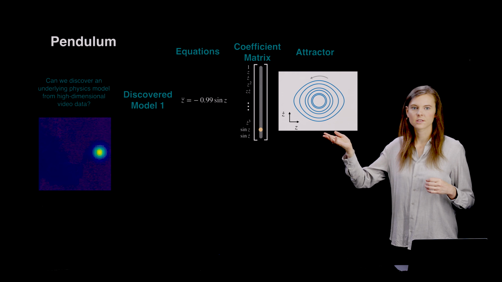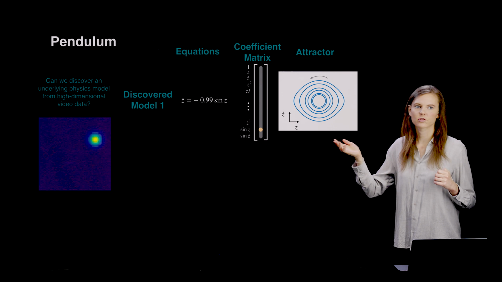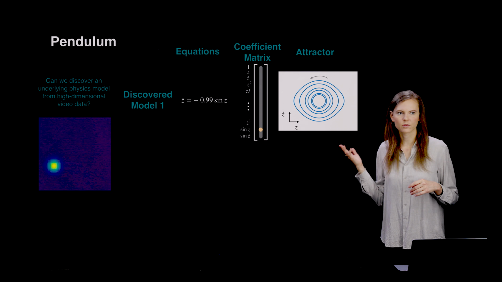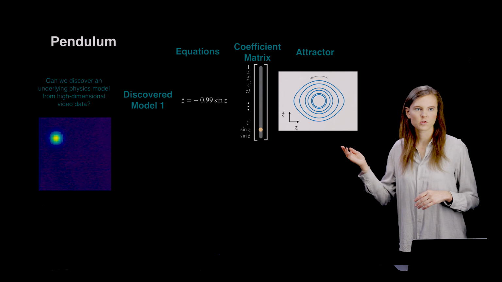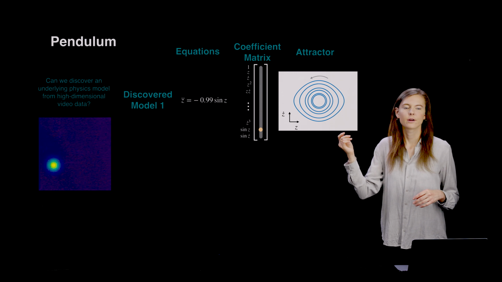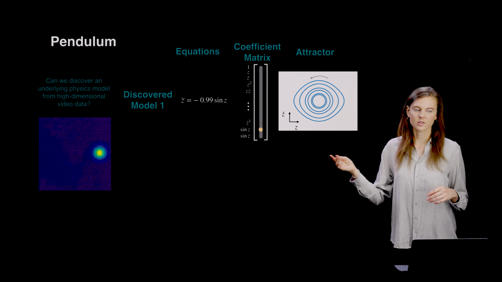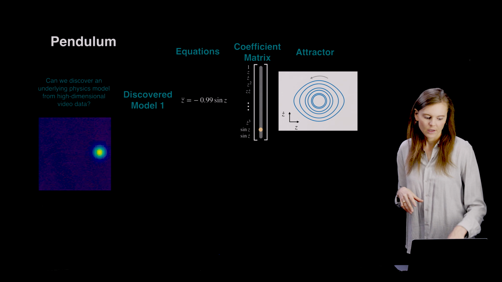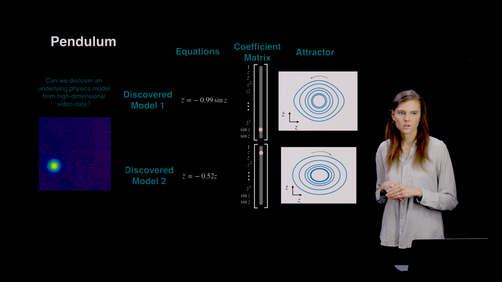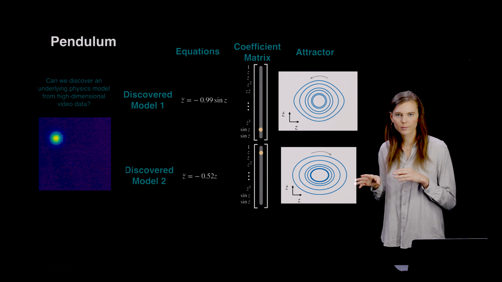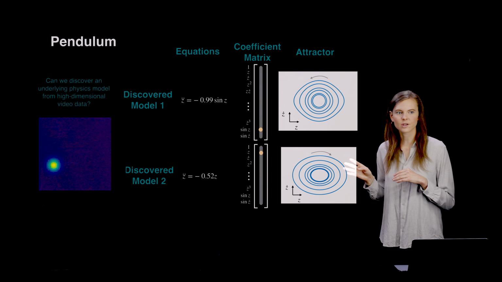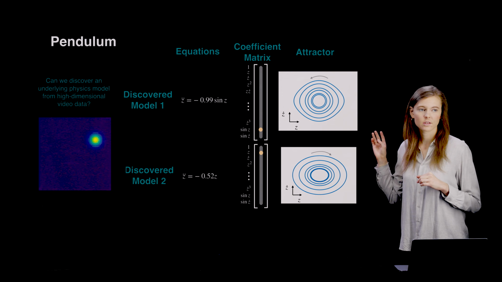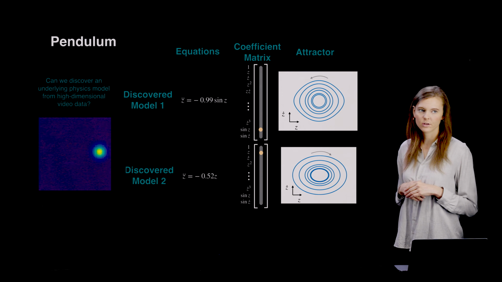But in many cases, the network was able to actually discover that the pendulum equation was the best representation for this data set. Here I'm just showing the equation as discovered by the network. This is a representation of the coefficient matrix, and then the attractor for the pendulum. In a handful of cases, the network actually discovered instead this sort of simplified representation of the pendulum. This just discovered a linear equation instead of using the sine term that is present in the pendulum equation.